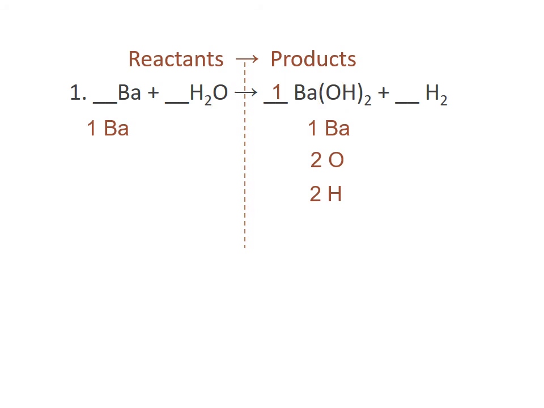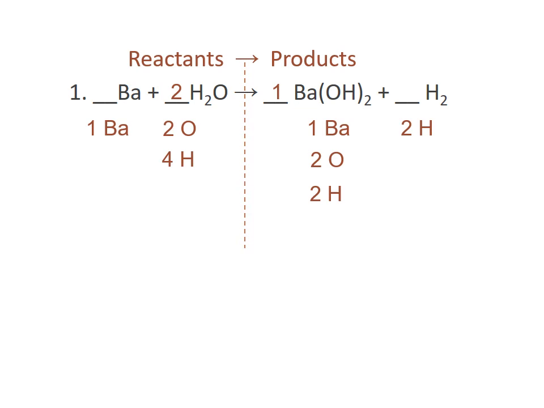I have 2 oxygens on the product side. That means I'm going to need 2 oxygens on the reactant side. And in order to get 2 oxygens, I will have to place a 2 in front of the water. That will give me 2 oxygens and 4 hydrogens.